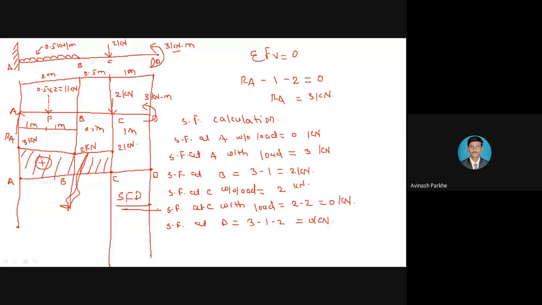If you see, in portion A and B, the UDL is there, therefore it is an inclined line. In portion B and C, there is no any force, therefore a horizontal line. After point C and up to the point D, there is no any force present.